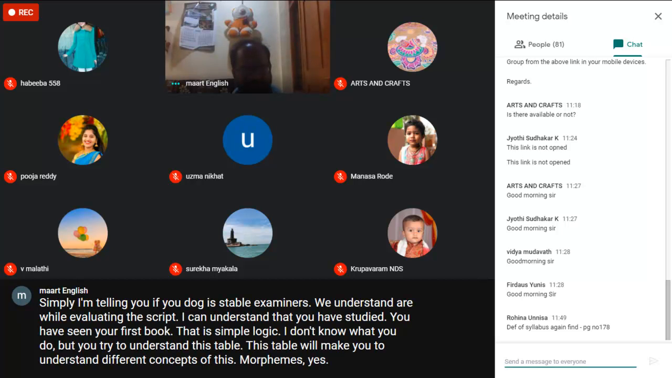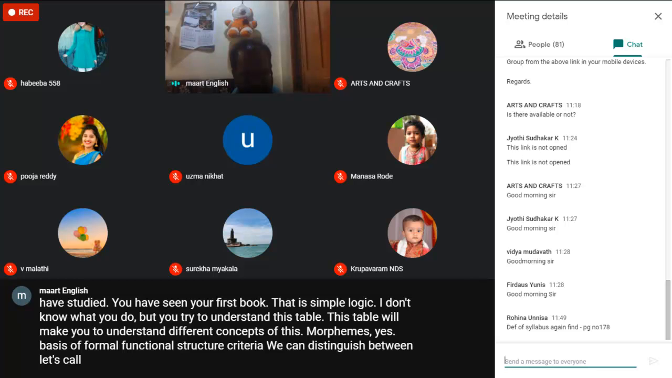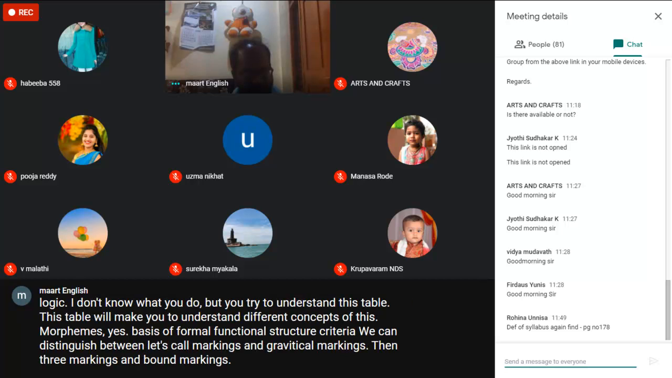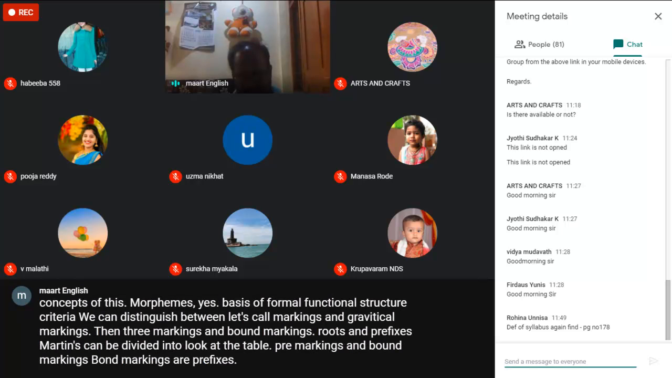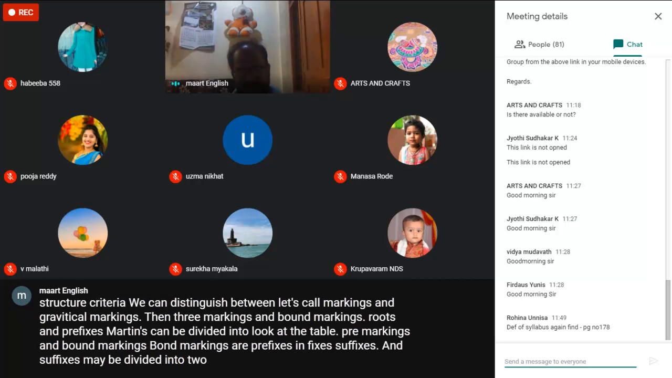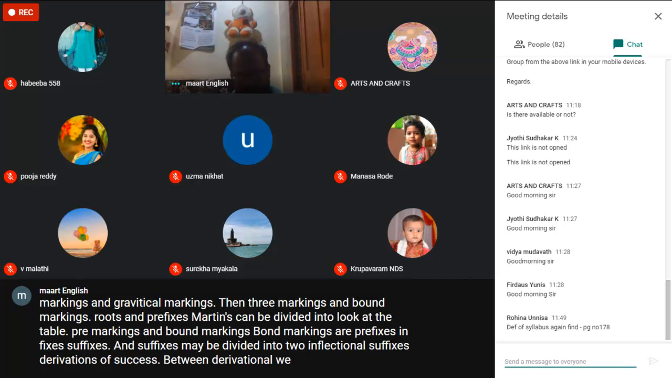On the basis of formal, functional, and structural criteria, we can distinguish chiefly between lexical morphemes and grammatical morphemes, then free morphemes and bound morphemes, roots and prefixes. Look at the table: morphemes can be divided into free morphemes and bound morphemes. Bound morphemes are prefixes, infixes, and suffixes, and suffixes may be divided into two, inflectional suffixes and derivational suffixes. Within derivational, we have class maintaining and class changing.